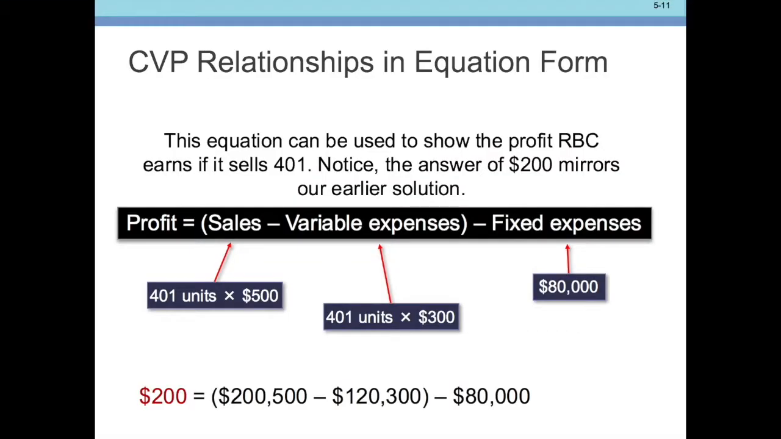We know that in our example, we had 401 units at $500, and we had variable expenses of 401 units at $300, and our fixed expenses were 80. So if you do the math on that, you can do it in a nice little spreadsheet, or you can look at it in this equation form. You can see that the profit is $200.